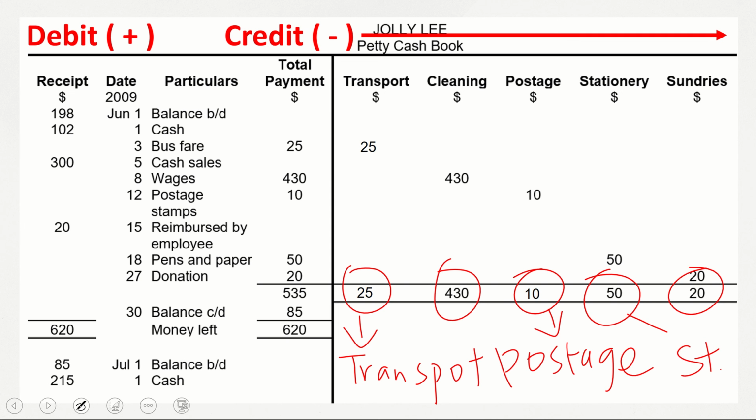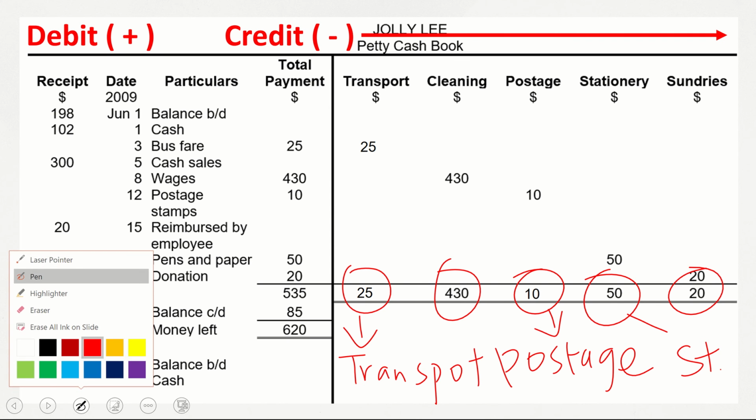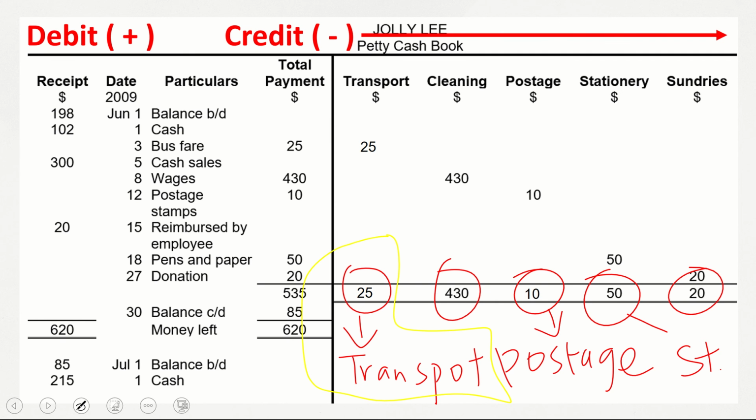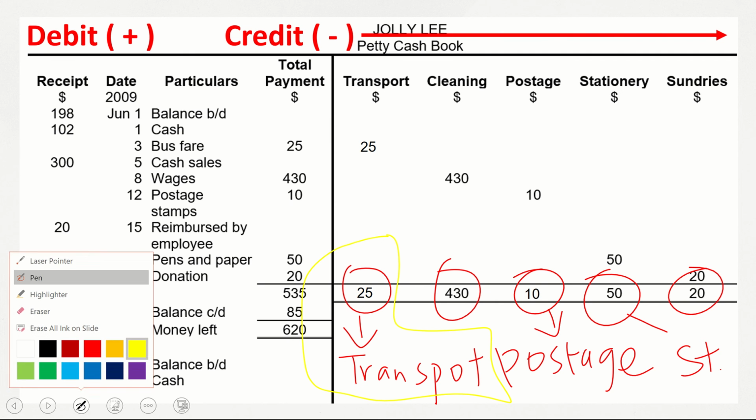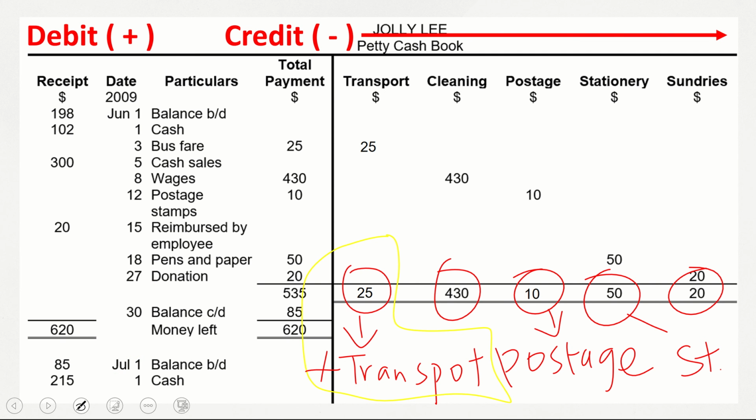Double entry, if let's say I am posting transport, I would increase transport, and the other account affected, I will write petty cash. All right, inside the transport ledger. Remember, where does the ledger sit? The ledger sits in the general ledger. So this total will get posted into the transport ledger, which is in the general ledger.